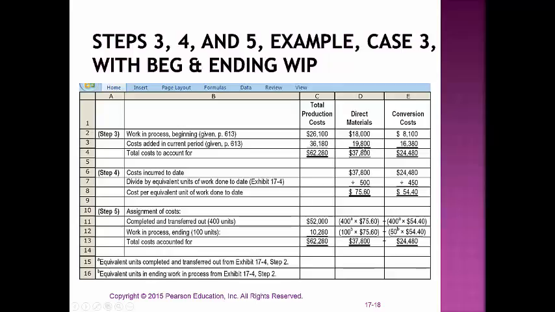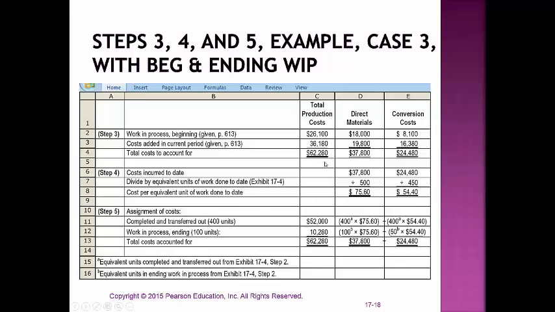These are those costs: $19,800 for direct materials, $16,380 for conversion costs. Taking those two and adding them together equals $36,180. We then sum up the columns so that we can see what are the total costs that we need to account for. So this is one of our check figures.